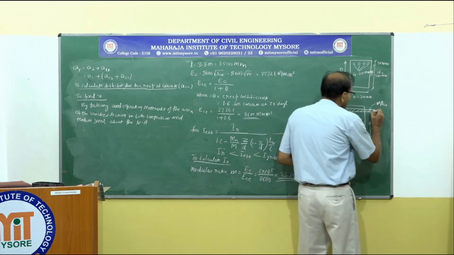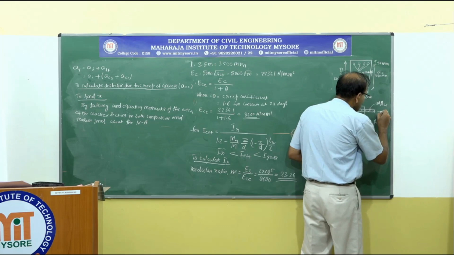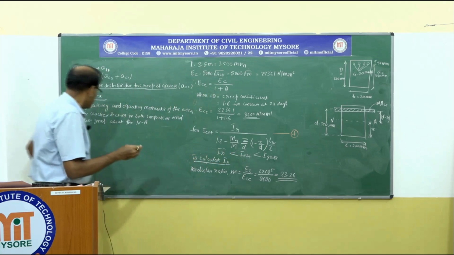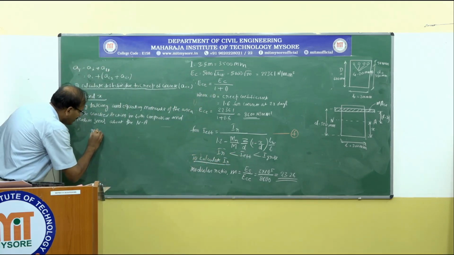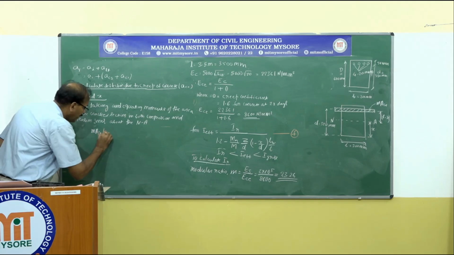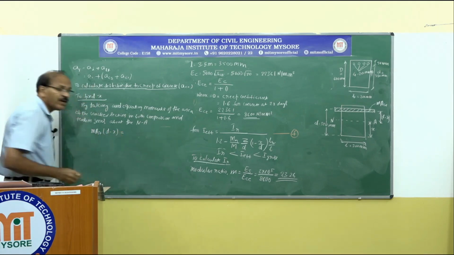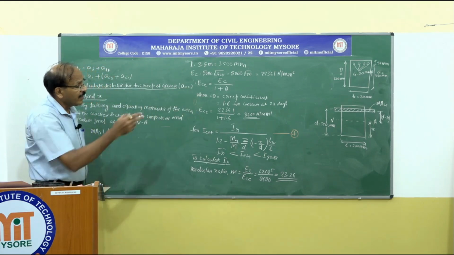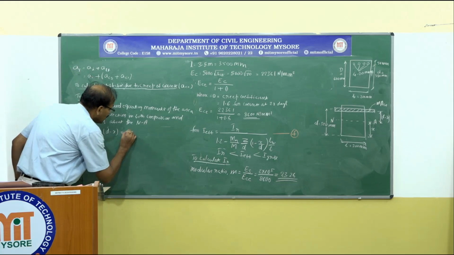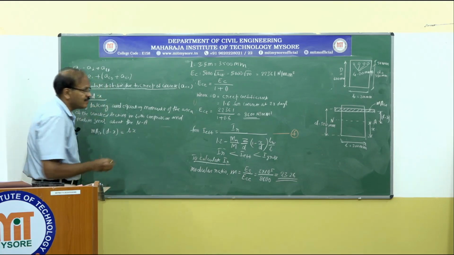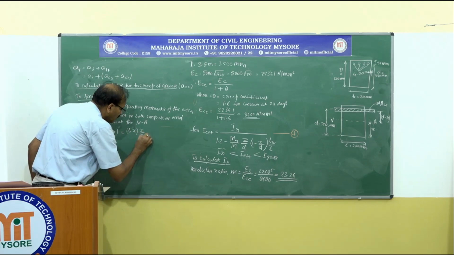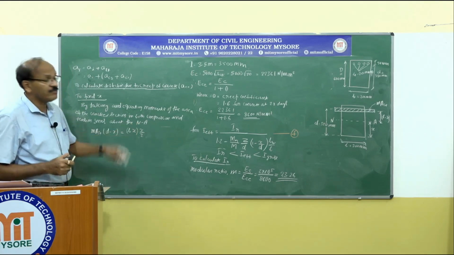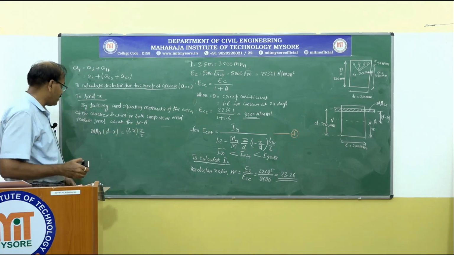So what is this distance? This distance is D minus x. So that is Ast multiplied by D minus x. I am going to equate the moment to the moment of the area in the compression zone. That is Bx is the area of the compression zone, x by 2 is the centroid of that area, the distance of the centroid of that area from the neutral axis.